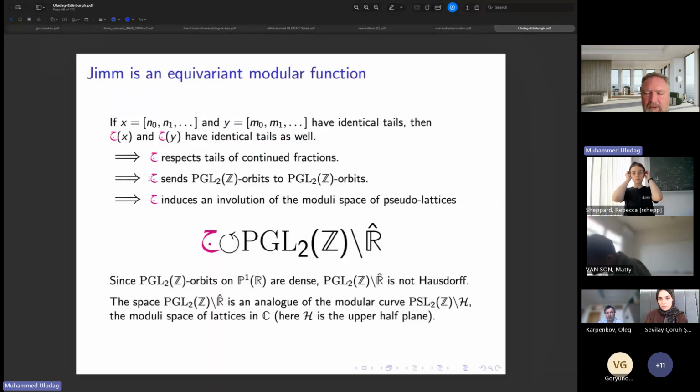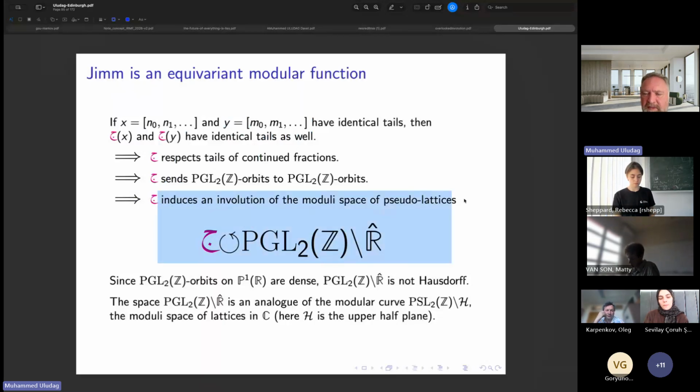And this is just another way of saying that it sends PGL2Z orbits to PGL2Z orbits. So it induces an involution of the moduli space of pseudo lattices, which is defined to be this quotient, R divided by the PGL2Z action. Well, this is a terrible space, I know. It is not Hausdorff.